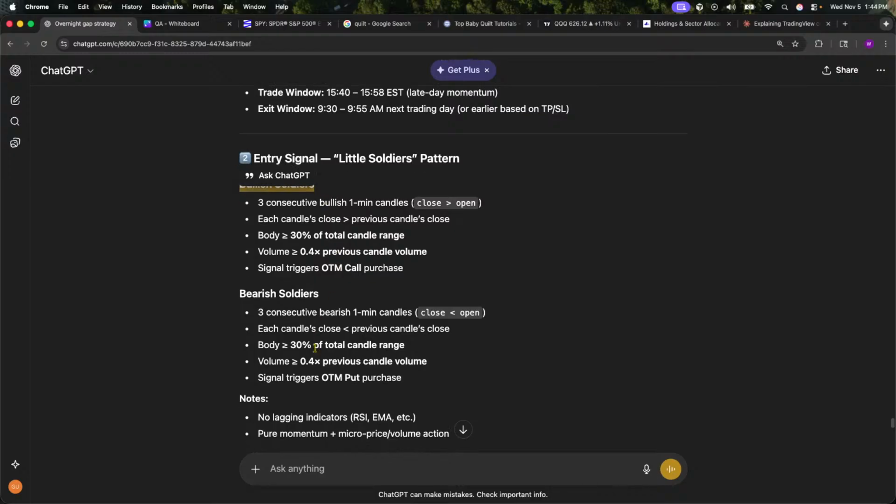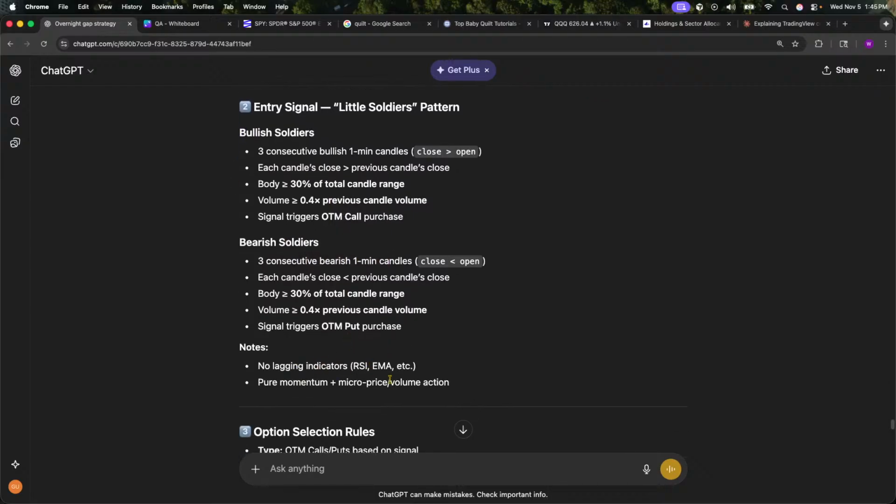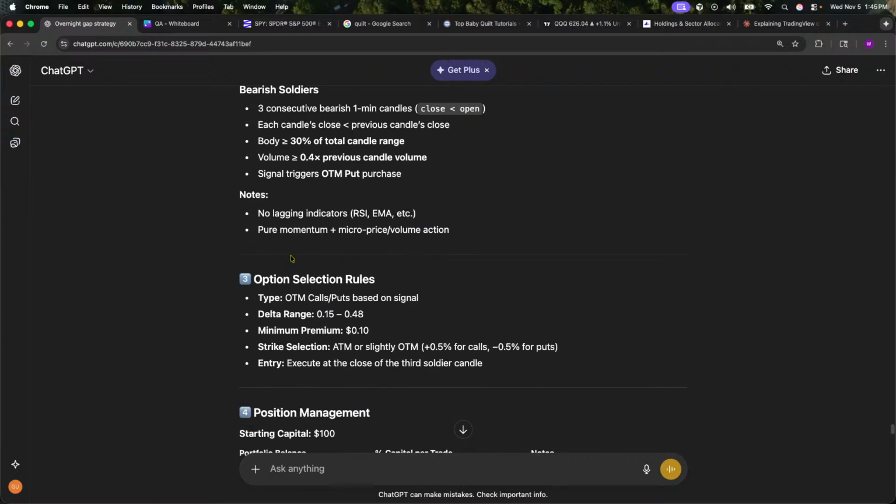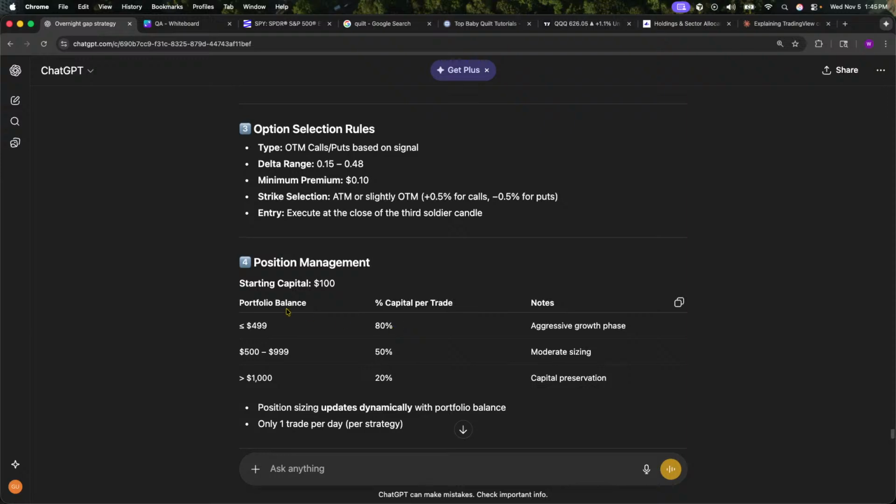And if we see the same thing for bears, then 3 consecutive red candles, then we're going to be able to buy puts, right? We're buying calls when we're bullish, and buying puts when we're bearish. No lagging indicators, pure momentum plus the micro price and volume action. Option selection, we went over all this.